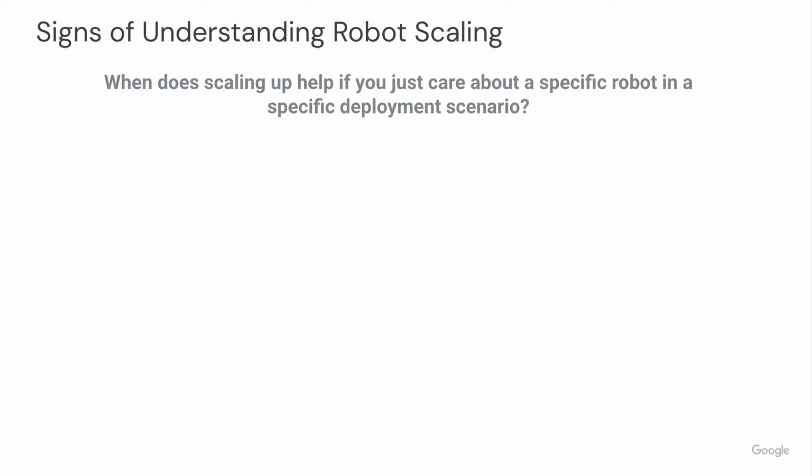And the specific question I'd like to ground this in is, when do we know that scaling will help us? And I think the hardest test you can possibly pass is imagine that you only care about your specific robot in your specific deployment scenario, be that your lab, a task, an environment, a scene, whatever. But if you can pass that test and you can show that scaling helps you in your scenario, I think that's a very good bar to hit.